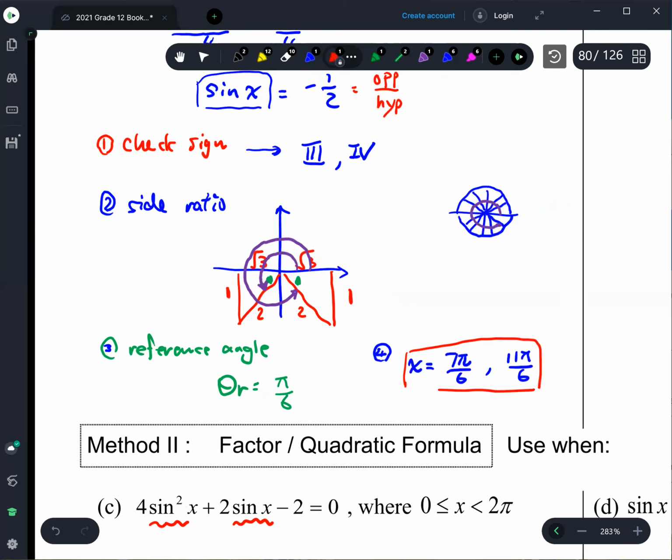We'll box that. We'll talk about the general solution later. So this is called angles in domain.